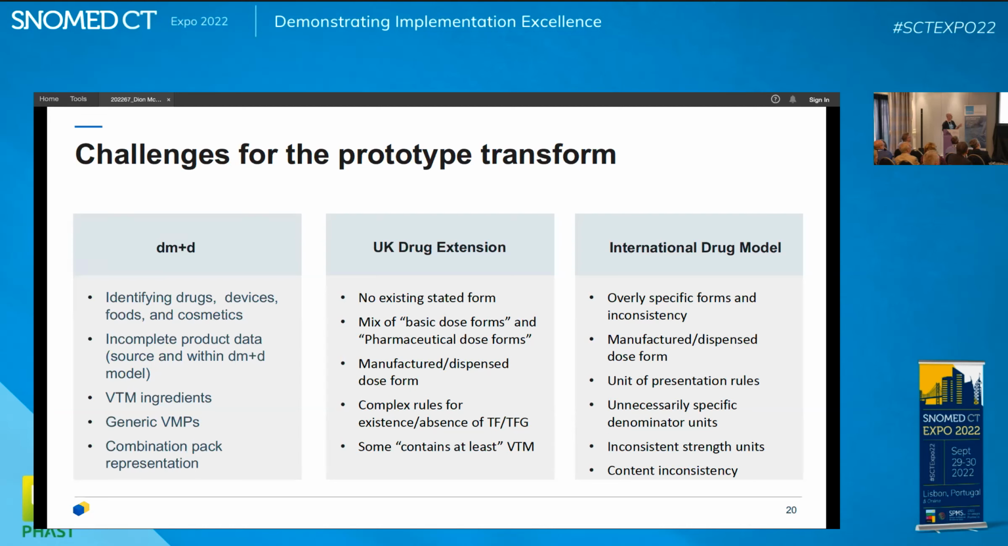And then with the international model, some of the forms are very specific, and there's no generalized form of those forms. So when you're forced into picking a very route-specific form, you don't get the subsumption you want unless you're very precise, and yet maybe that precision doesn't exist in the extension data. So that's an issue. Manufactured dispense forms, rules for replicating unit of presentation the way that it exists in the international content. There's some general guidance, I'll get onto another slide, but there isn't anything concrete to be able to do that. And obviously that affects classification too.